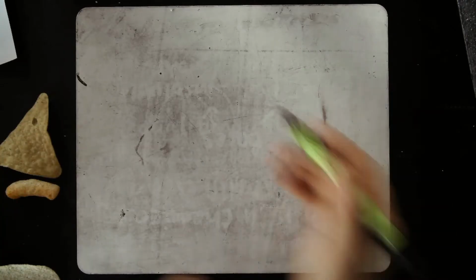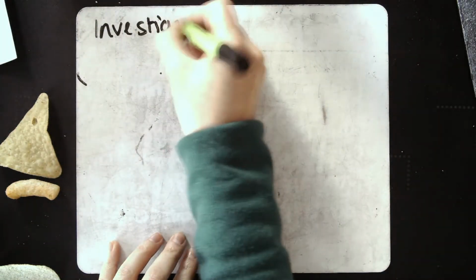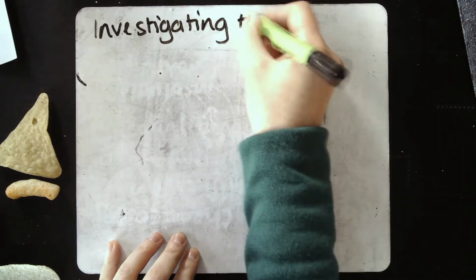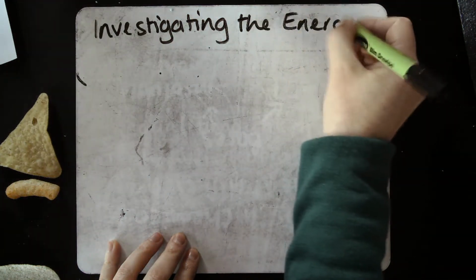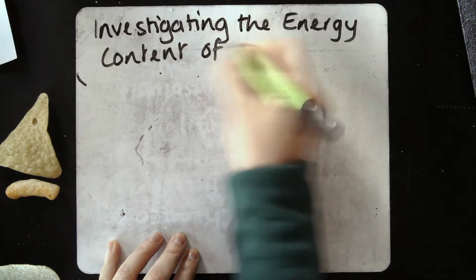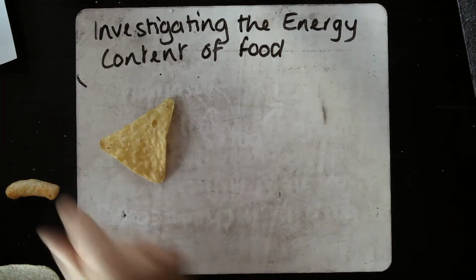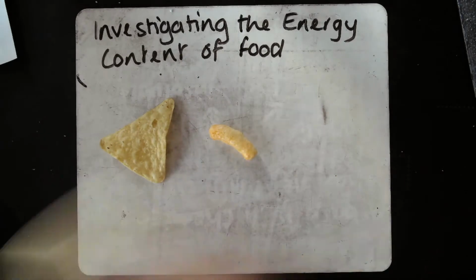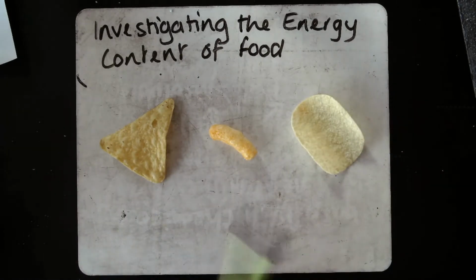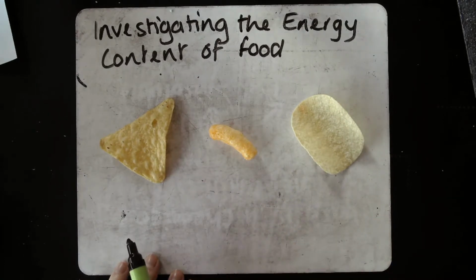In this video, we are going to be investigating the energy content of food. And I'm going to be doing that using crisps. So what I want to know out of a Dorito, a cheese puff, and a Pringle, which of these three crisps has the most energy? Food is a source of chemical energy, so I want to know which has the largest store of chemical energy.